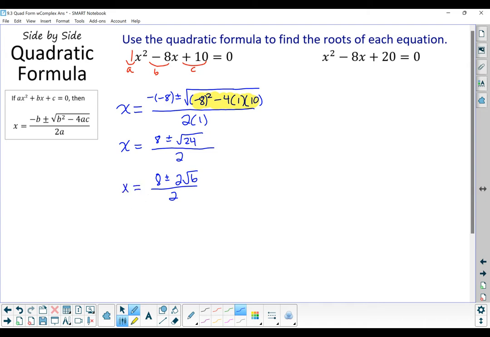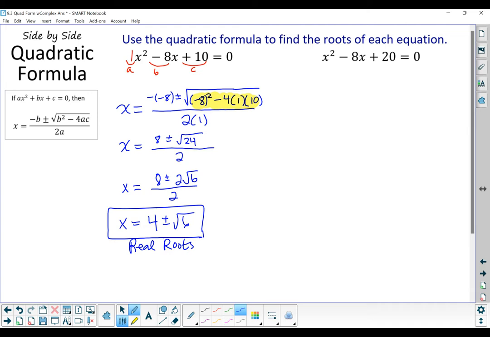And we're almost done. We can actually simplify our fraction here because 8 is divisible by 2 and 2 root 6 is divisible by 2. So if we reduce that fraction, 8 divided by 2 is 4, and 2 root 6 divided by 2 is root 6. And so we got those two answers, and those are real roots. Those are real answers. So that's what we've done in the past with the quadratic formula. Today, our focus is going to be on quadratics that have complex solutions.